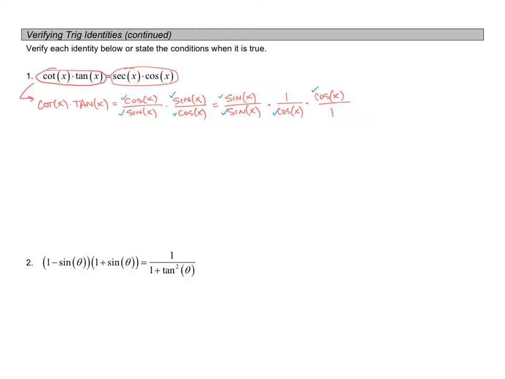Okay, so let's take a look at what happens. Sine x over sine x, that's just plain old 1. 1 over cosine x, that's secant of x. So this thing simplifies to secant of x times cosine of x. And that's what we were trying to get. So this is now verified.